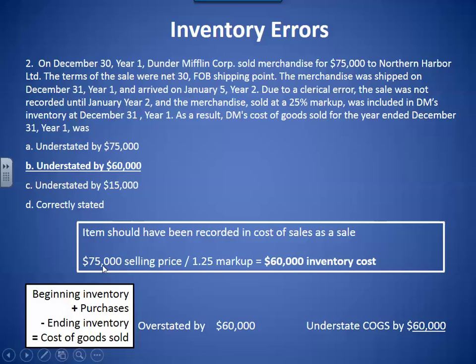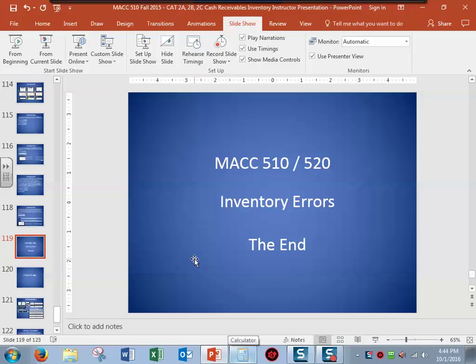So in this case, we take our $75,000 selling price divided by our markup of 1.25. That means our inventory cost would have been $60,000. If our inventory was overstated by $60,000, that would understate our cost of goods sold by $60,000. So again, the answer would be B, understated by $60,000. And that's the end of the multiple choice questions for inventory errors.